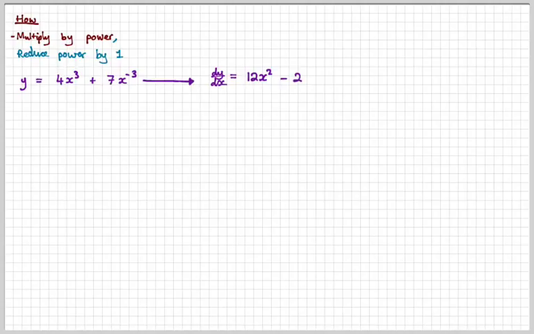Okay, so how to differentiate. The basic instruction is multiply by the power, and reduce the power by 1. So let's look at an example here. If y is equal to 4x cubed plus 7 times x to the minus 3. When we differentiate, we get dy/dx. This is the gradient function, the formula for telling us the gradient. So we times by the old power. For the first term, we do 3 times 4. This gives us 12, and reduce the power by 1. Then we do the same thing to the second term. So 7 times minus 3 is minus 21, and then reduce the power by 1. Okay, so that's how to differentiate.